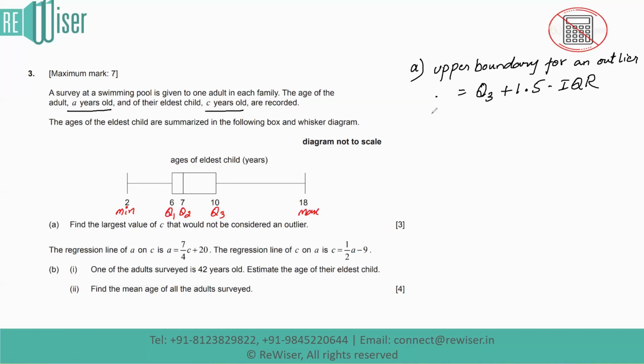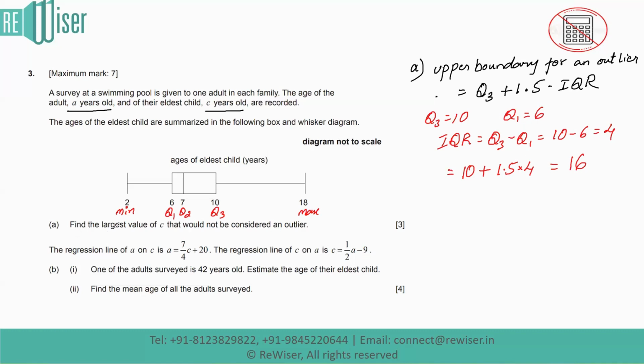In that case, the value of Q3 is given as 10, and the value of Q1 is given as 6. The reason I'm writing Q1 is because to find the IQR, it is nothing but Q3 minus Q1, which is 10 minus 6, which is 4. So IQR in this case is 4. And that's why the upper boundary would be Q3, which is 10, plus 1.5 times 4. 1.5 times 4 is 6. So 10 plus 6 is 16. So the upper boundary is 16.